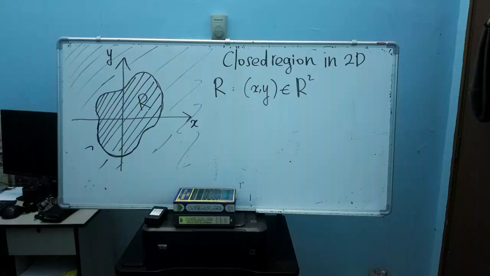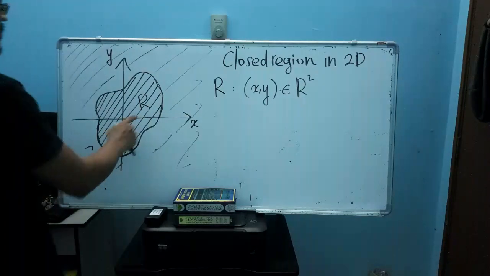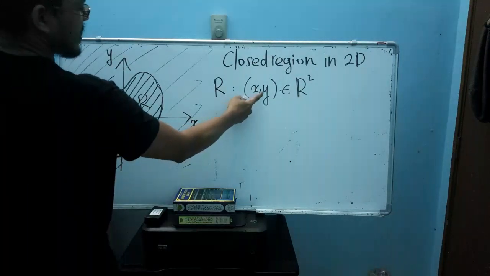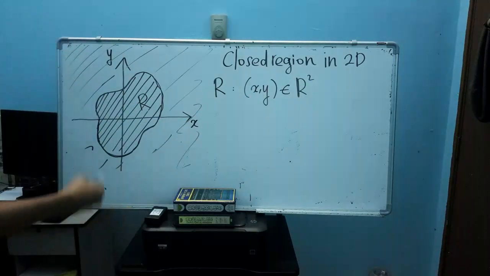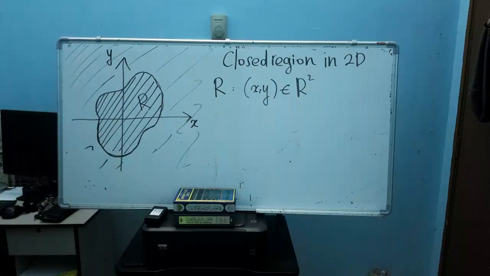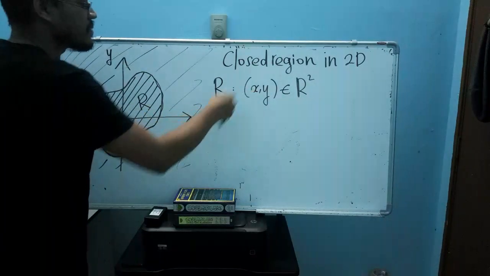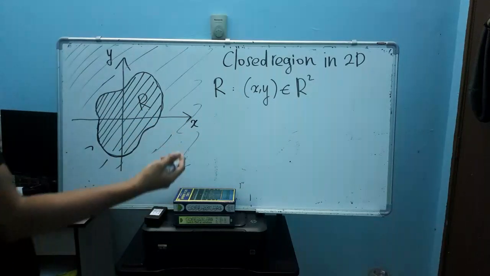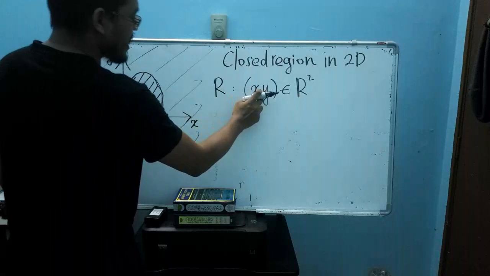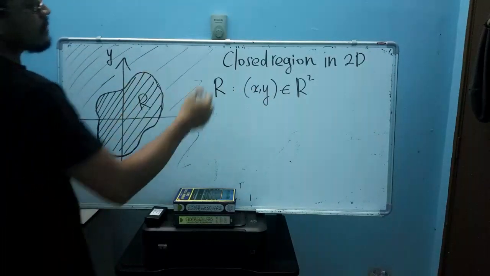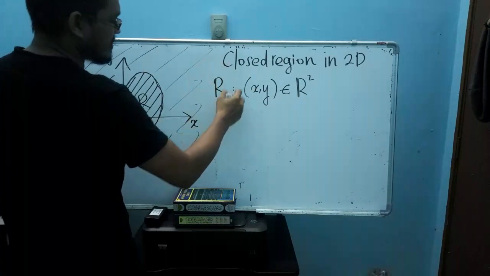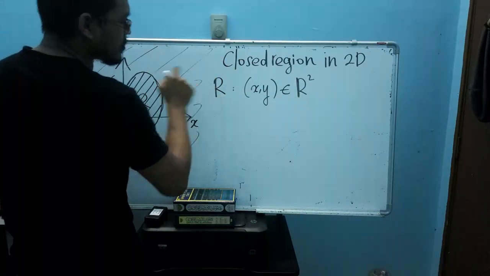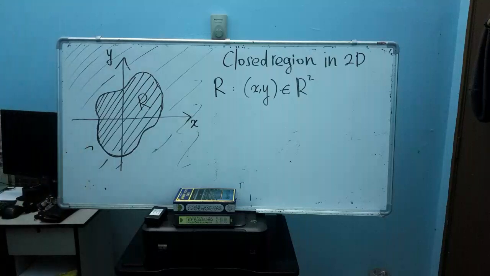Therefore, when we want to describe this closed region R, this X and this Y should have some condition. When we have this condition for X and Y, it means that we actually describe all points in our closed region R here.